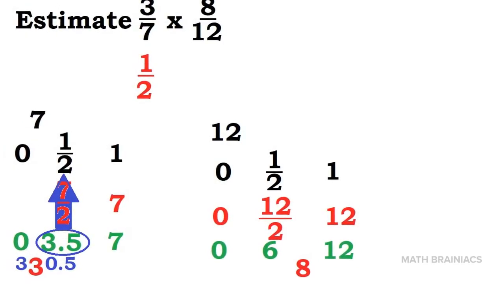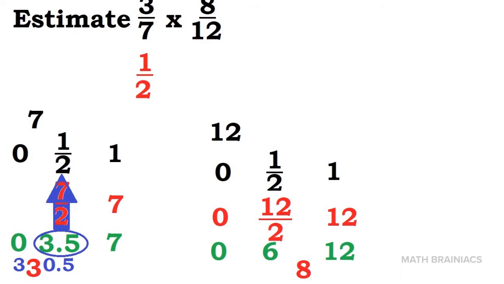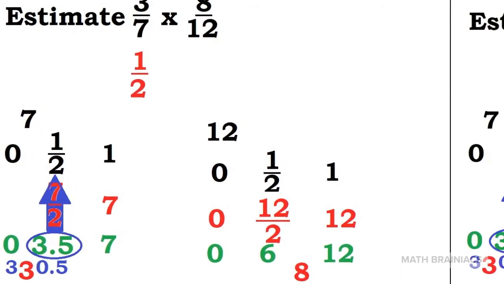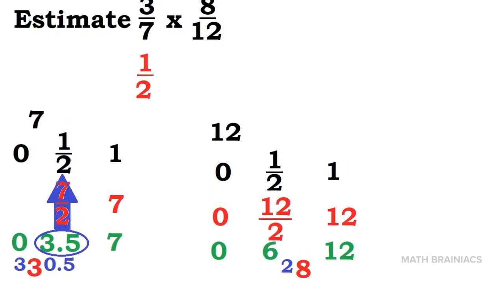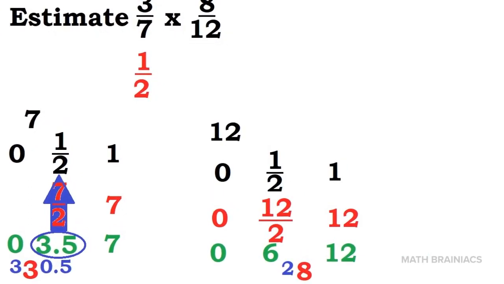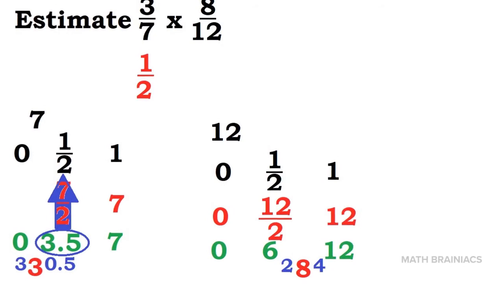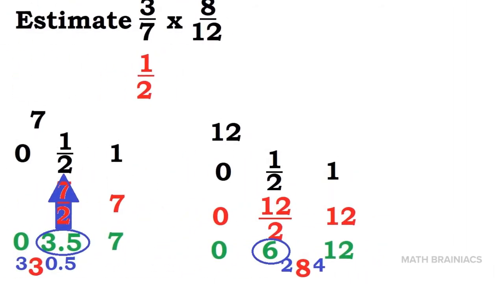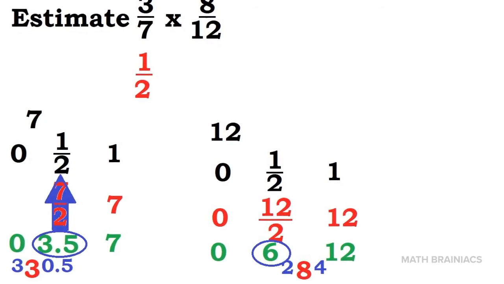We are going to locate now the numerator of 8 over 12, which is 8. And 8 is between 6 and 12. The difference between 6 and 8 is 2, while the difference between 8 and 12 is 4. Therefore, 8 is closer to 6 than 12.